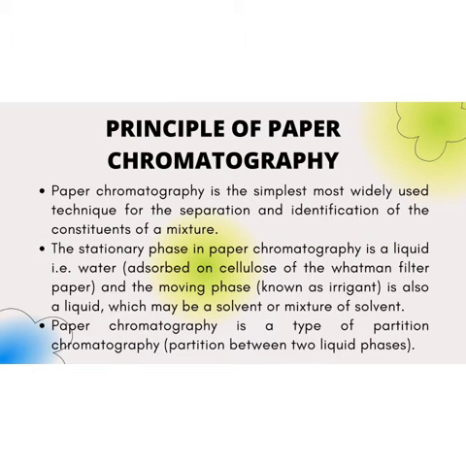Principle of paper chromatography. Paper chromatography is the simplest, most widely used technique for separation and identification of constituents of a mixture. The stationary phase in paper chromatography is a liquid, that is water, absorbed on cellulose of the Whatman filter paper, and the moving phase known as irrigant is also a liquid, which may be a solvent or a mixture of solvents. Paper chromatography is a type of partition chromatography, partition between two liquid phases.